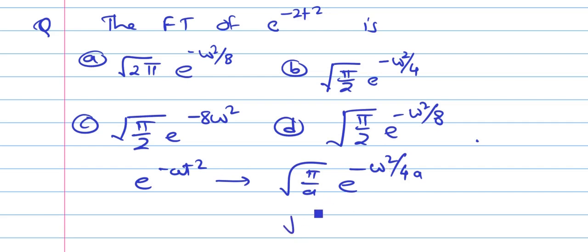So A value is 2, so square root of pi by 2, e raised to power minus omega square. We will represent the answer in terms of omega. 4 into A value is 2 here, so 4 into 2, 8. The correct answer for this question is option D: square root of pi by 2, e raised to power minus omega square upon 8.